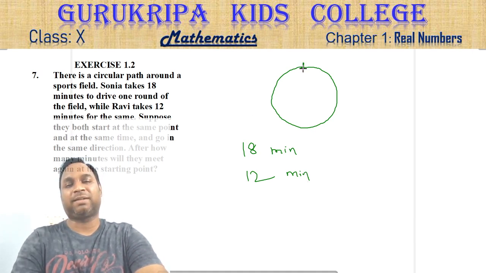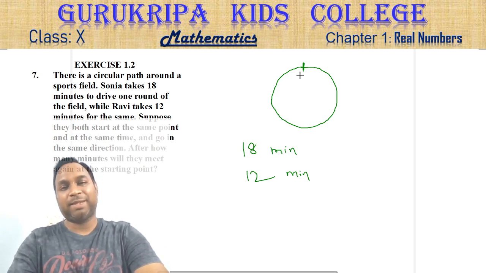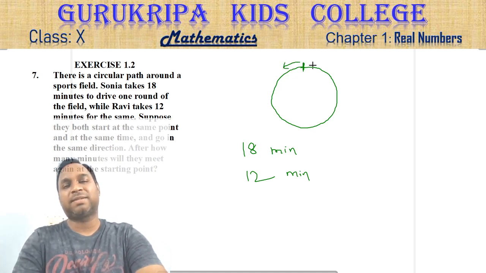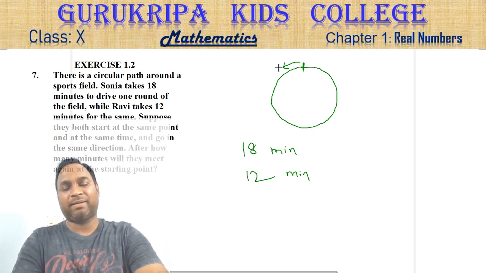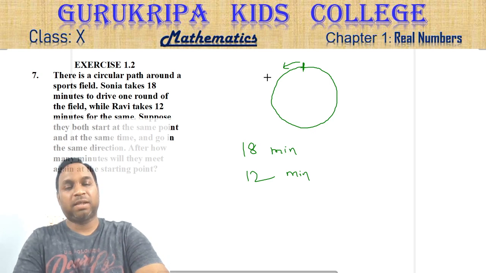Let's say they both start here. Same point, same place, same time, and go in the same direction. Let's say this direction. It doesn't matter whether they go in that direction or this direction. Let's take they go in this direction. After how many minutes will they meet again at the starting point?